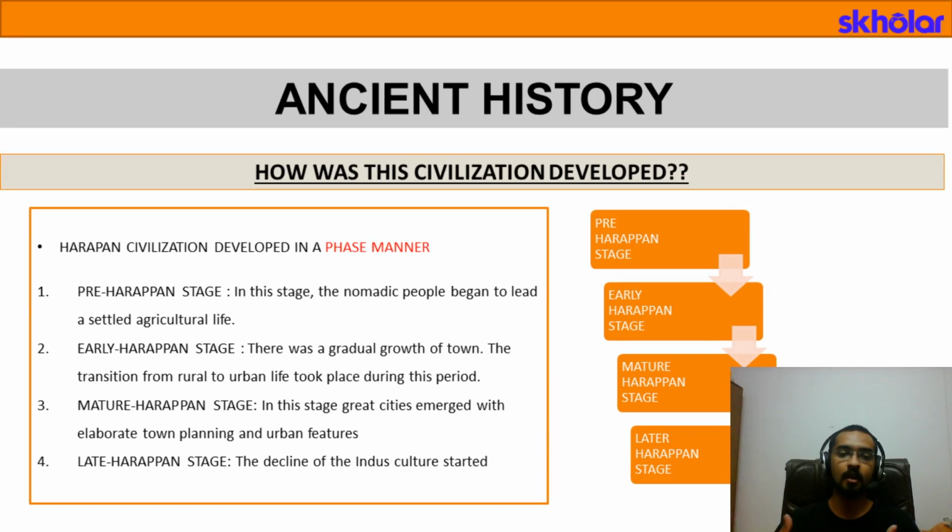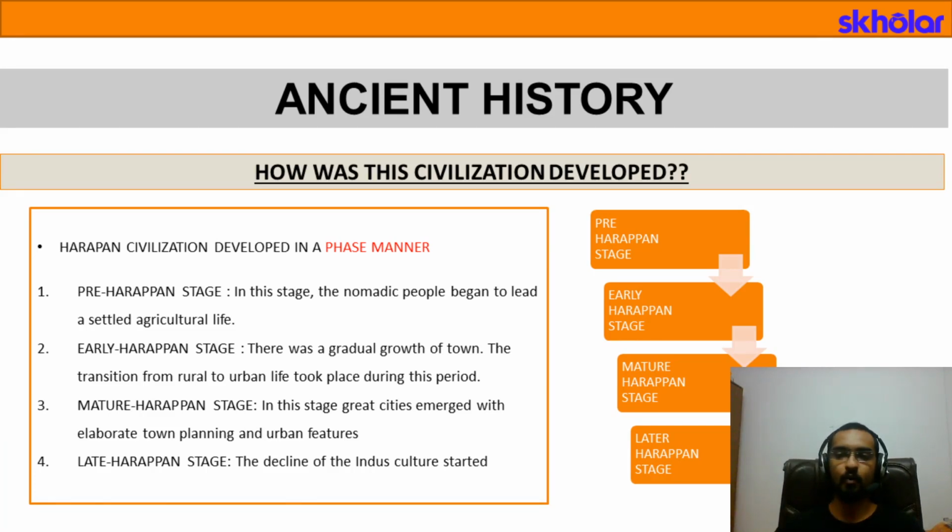Then the mature stage. In this stage, great cities emerged like Mohenjo-daro, Harappa, Kalibangan. All these cities were prevalent and flourishing in the mature stage. The whole civilization was developed. There was robust town planning, good trade and agriculture. All this was practiced in the mature Harappan stage. Then came the later Harappan stage, which signifies the decline of Indus Valley culture. Since their script has not been deciphered and we have multiple theories about the decline of the Indus Valley, it's not sure how the decline happened.